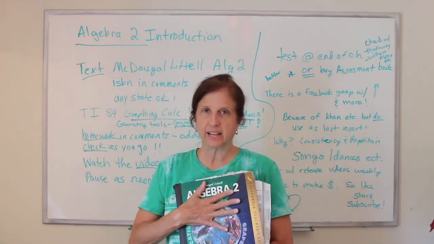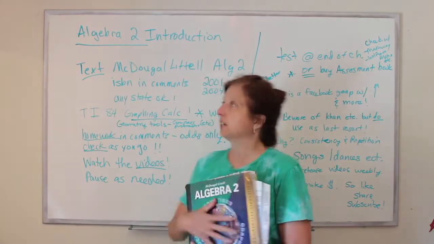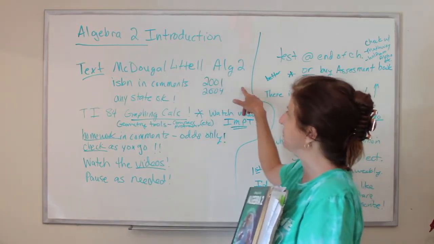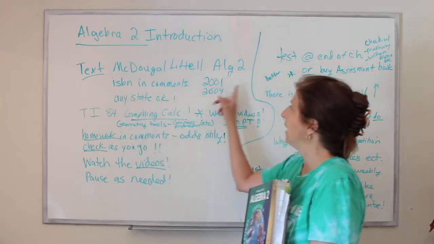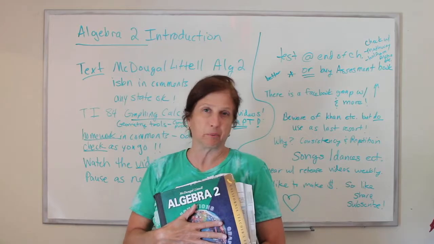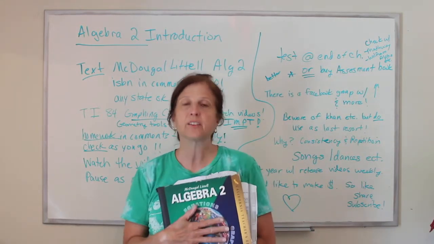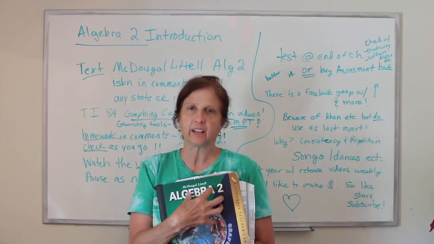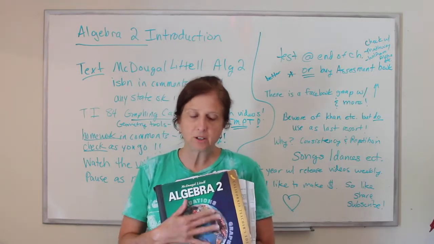So this is the text I use. It's an older public school book. It's McDougall-Littell Algebra 2. The ISBN, so you can get one, is in the comments. And 2001 or 2004 edition is fine. They're pretty much the same. And the reason why I like this book better than the new edition of this book, there is one, is it's better organized, and the calculator labs are just really easy to follow. So it's a great book.